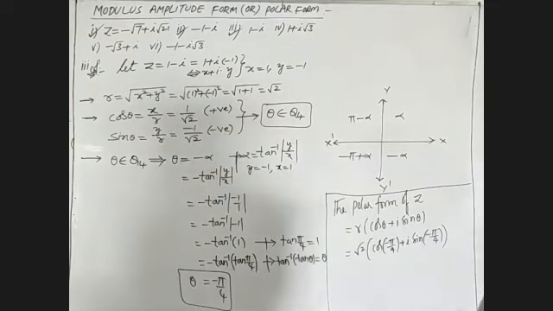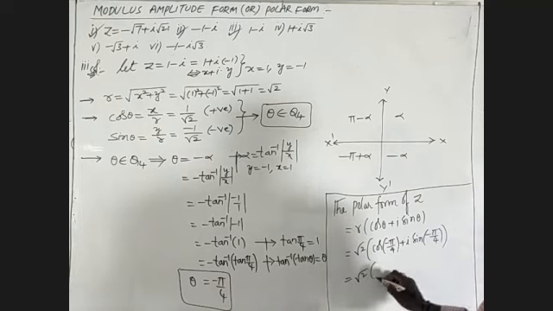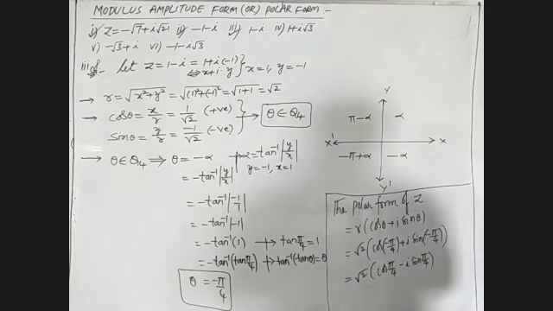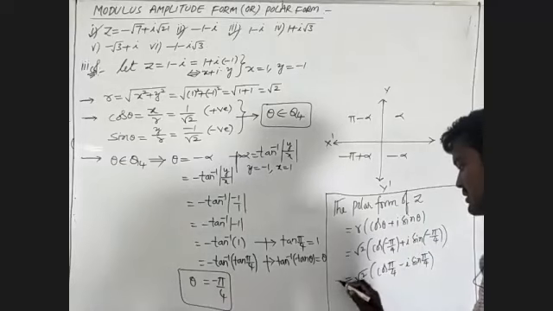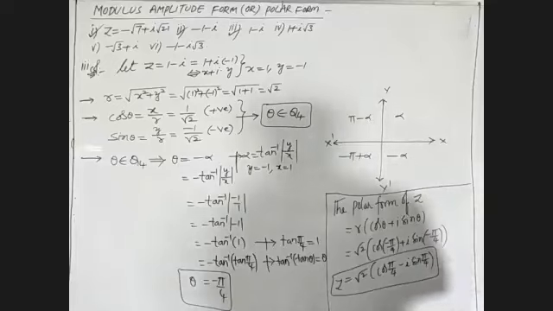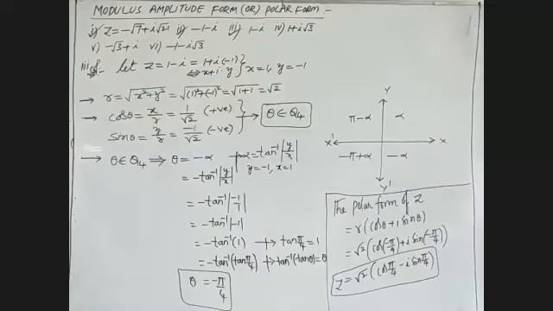Cos of minus theta is cos theta. Sin of minus theta is minus sin theta, we will write. Root 2 into cos pi by 4 minus i sin pi by 4, we will write. This is the given polar form of z. This type of problems is most important for 2 marks from the IPE point of view.